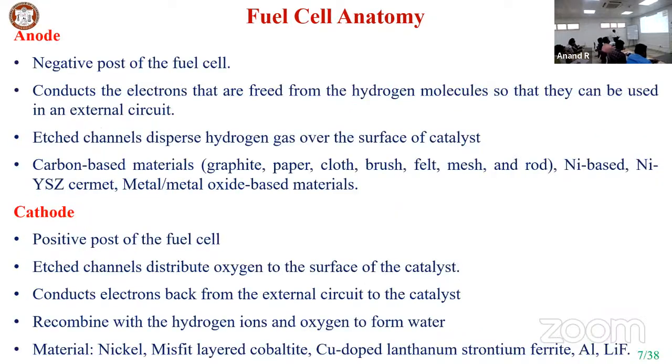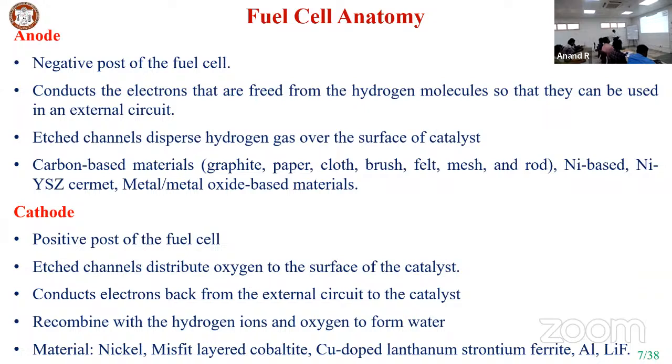The anode is the negative post of the fuel cell and contains electrons that are freed from the hydrogen molecule so that they can be used in the external circuit. Don't think that the anode or cathode is a smooth surface. Different surface geometries are used for the anode or cathode, and that also plays a major role in the conversion of hydrogen into H plus and an electron. A number of studies have been done modifying the cathode assembly, anode assembly, as well as the membrane assembly, and we are not going to discuss that. We are going to discuss only the basics of the fuel cell producing electricity.